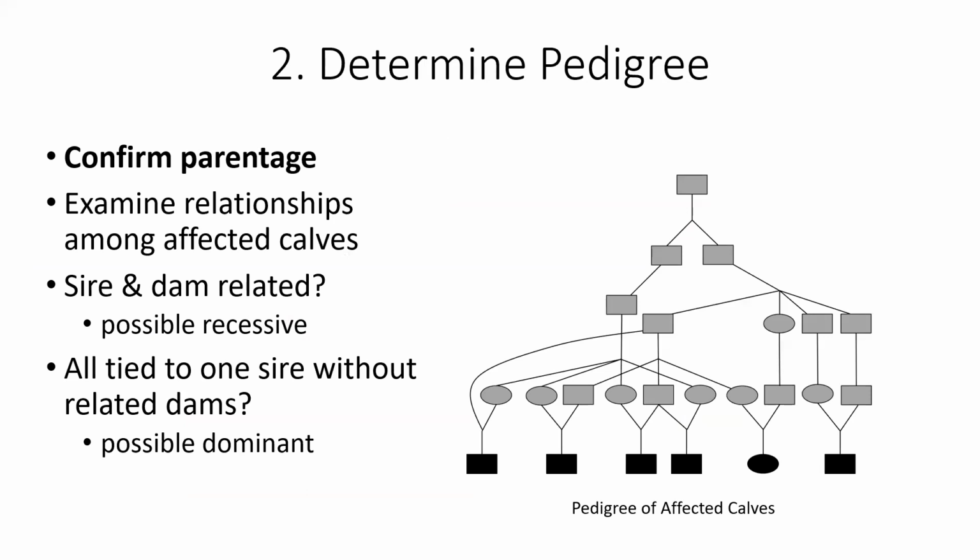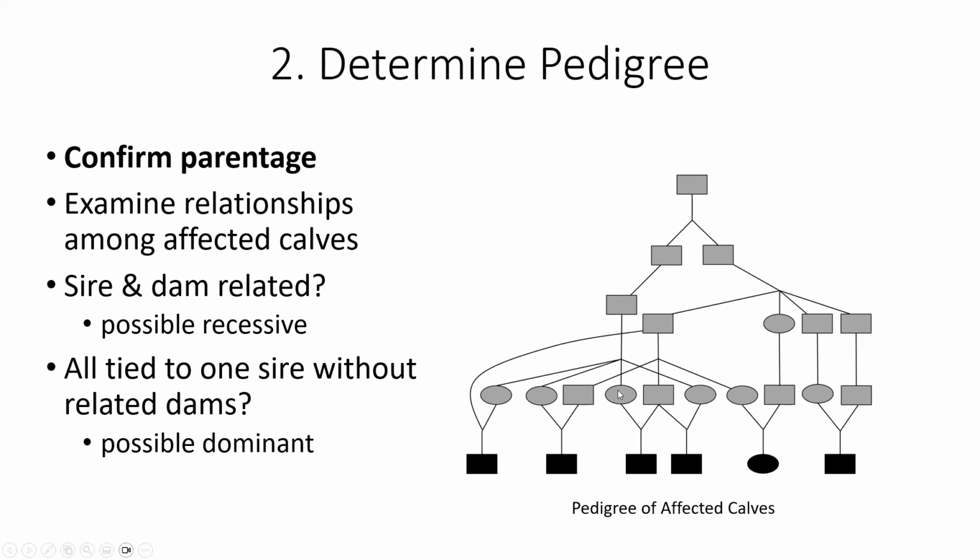So step 2, determine the pedigree. First part of that is to confirm parentage. And I've actually had people ask me questions about something that they think is interesting about their animal. And I say, well, have we confirmed who the sire is? And they're like, oh, no, but we're sure. And then we do that using DNA, and it's not actually that sire. So that's really important to do. If you cut off a piece of the ear and have a sample of that sire and dam, we can do that quite easily. And then we start to look at relationships among the affected calves.